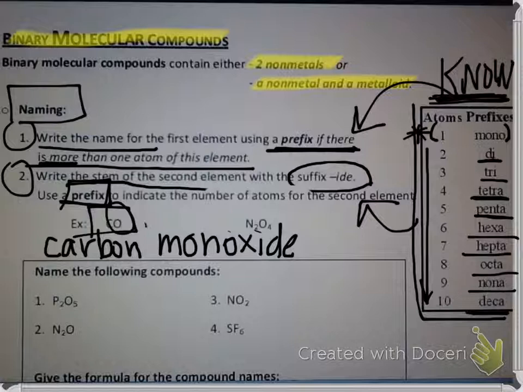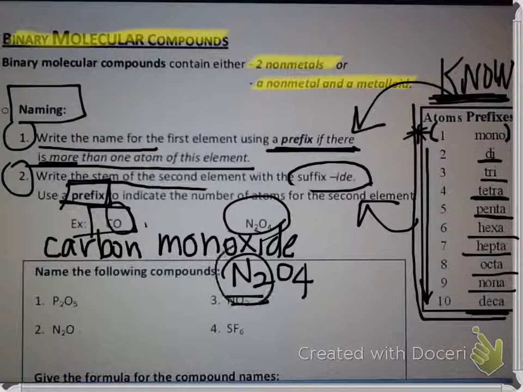Let's look at the second example here. The second example is N2O4. So we've got nitrogen and we've got oxygen. We notice once again they're both nonmetals. We have a binary molecular compound. So if you only have nonmetals, you're going to name using prefixes. So notice the first element contains 2 nitrogens. So we would say di. And then you write out the whole name for the first element. So this would be dinitrogen.